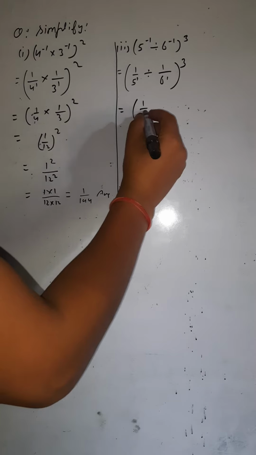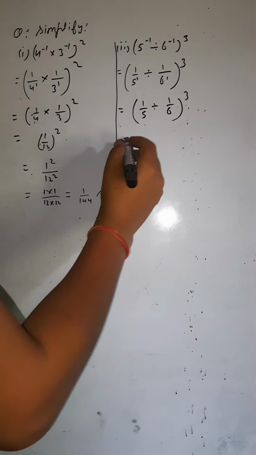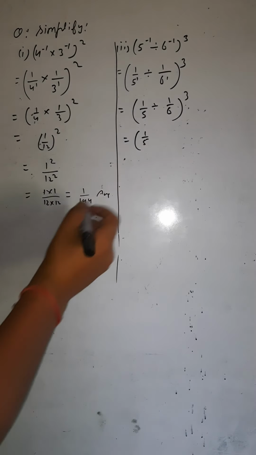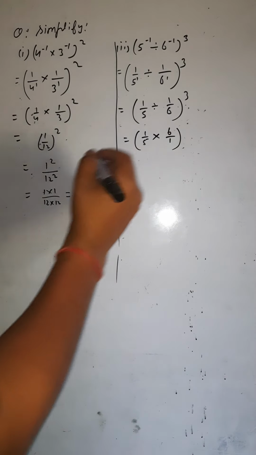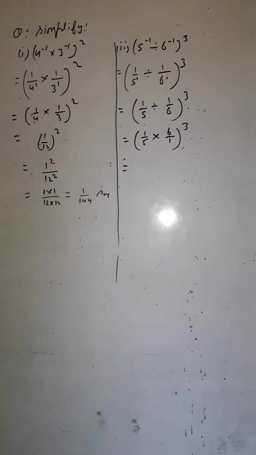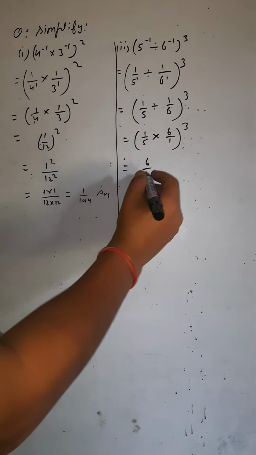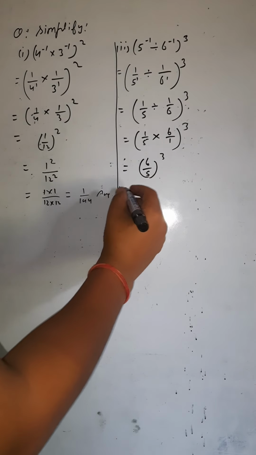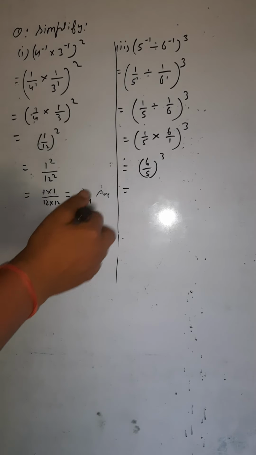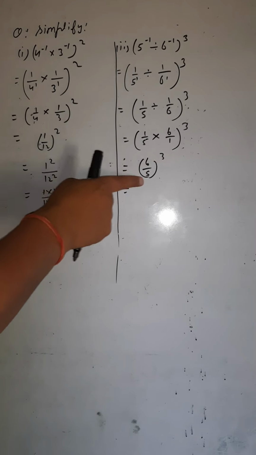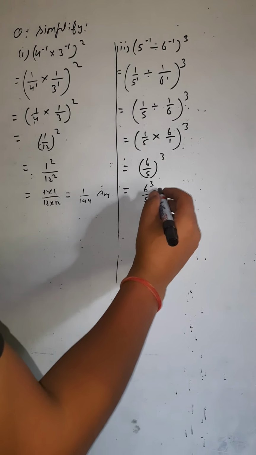So it can be written as 1 by 5 divided by 1 by 6, whole raised to the power 3. Now this division would be changed into multiplication. I would write the reciprocal of this fraction as 6 by 1, whole raised to the power 3. Now I would multiply this: 1 times 6 is 6 and 5 times 1 is 5, so (6 by 5) whole raised to the power 3. This power is distributed to the numerator as well as the denominator, so it can be written as 6 raised to the power 3 divided by 5 raised to the power 3.